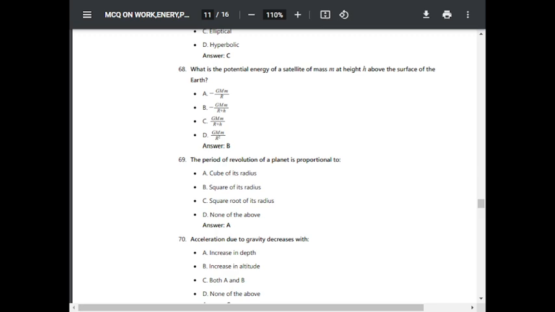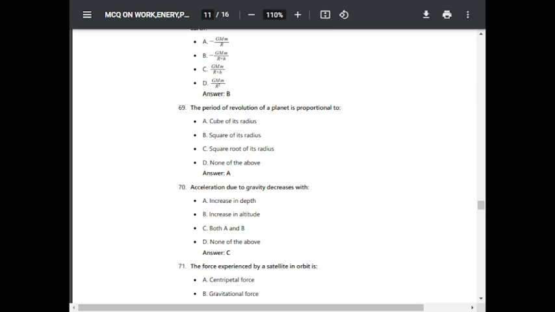Question number 69. The period of revolution of a planet is proportional to: option A, cube of its radius; option B, square of the radius; option C, square root of the radius; option D, none of the above. The correct statement is that the square of the period of revolution of a planet is directly proportional to the cube of its radius. Option A is correct.